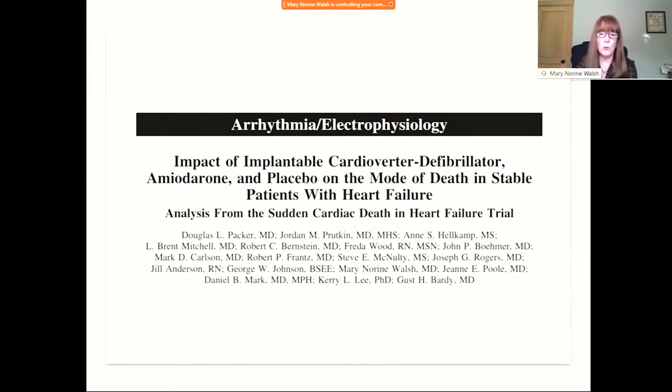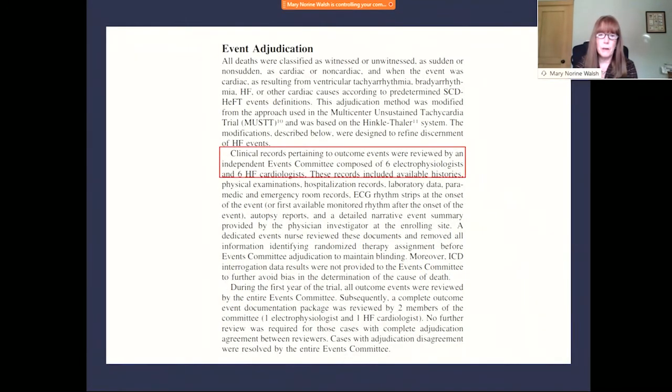So let me just walk you through one trial. I was on the Events Adjudication Committee of the SCD-HeFT trial, the Sudden Cardiac Death in Heart Failure Trial, many years ago now. And this was a paper that we wrote many years after the primary trial results were released on what the mode of death was in stable patients with heart failure.